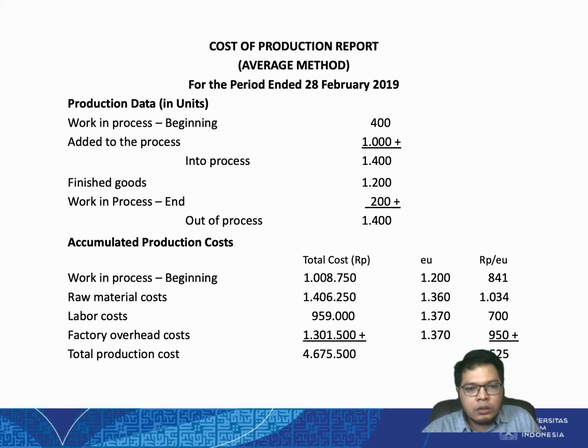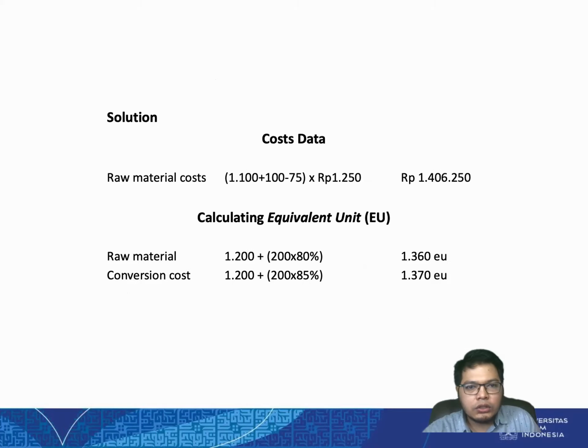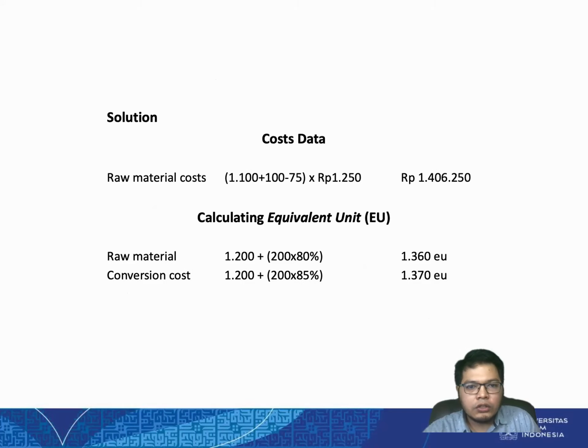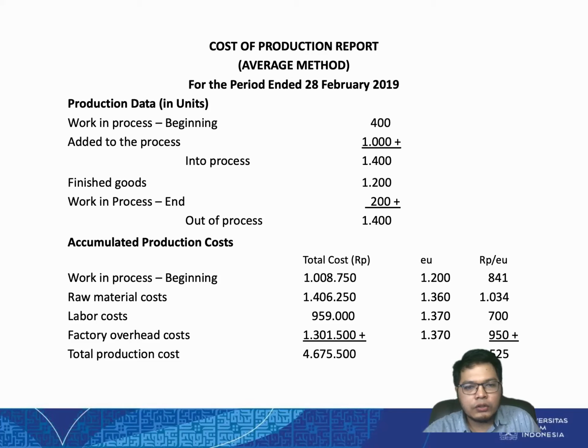Okay, and now work in process in the beginning. So this is the cost for those 400. This is the cost, and raw material we get from the calculation previously. This one is labor cost, this one is factory overhead cost, so this is the total. For the equivalent unit, this one we get from the finished good, and this one we got from the calculation from this one. Conversion cost consists of the labor cost and also factory overhead cost. That's why they are the same.